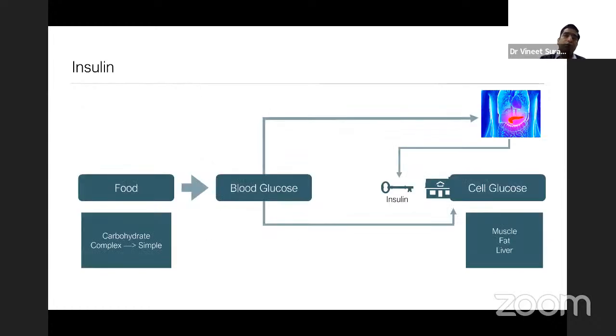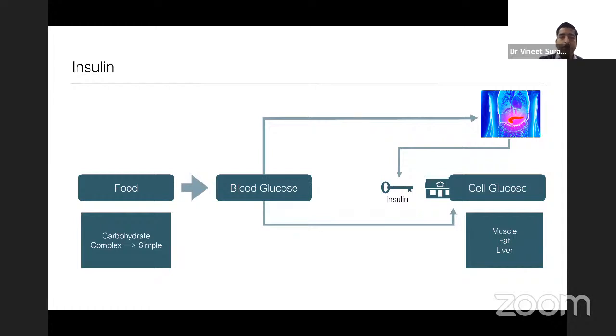So before we come to the answer of these questions, we need to understand what insulin is and how it acts, so the basic physiology of insulin, and then what is the difference between the natural insulin, which is secreted from the pancreas, compared to the insulin which we inject in the subcutaneous tissue.